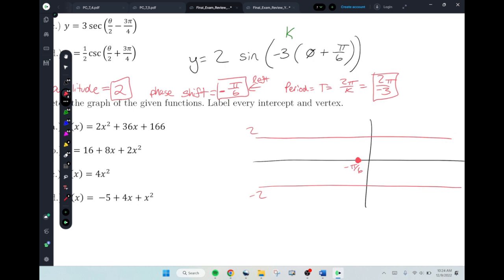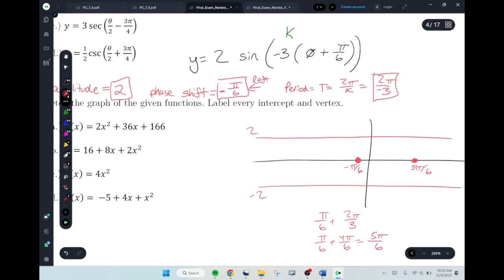So how can we go 2 pi over 3 over? So what's pi over 6 plus 2 pi over 3? This is the worst part. That's technically pi over 6 plus 4 pi over 6, which is 5 pi over 6. So that's where it finishes. 5 pi over 6. And then you can just draw it. It doesn't have to be perfect. I would take that and be done. I would accept that completely.